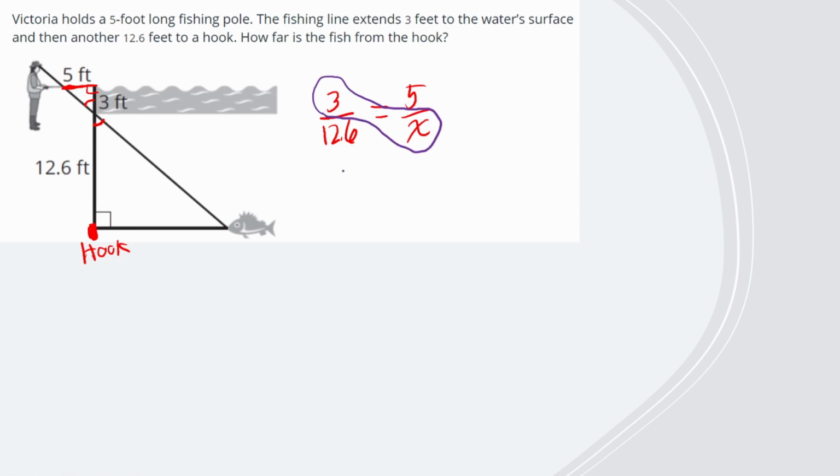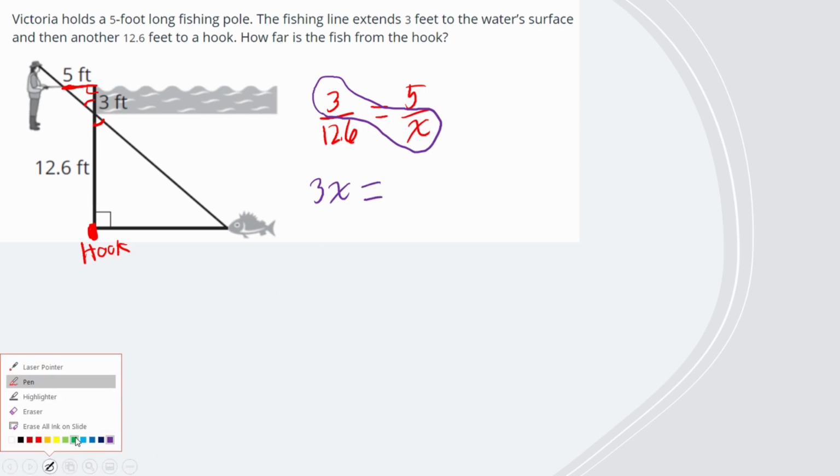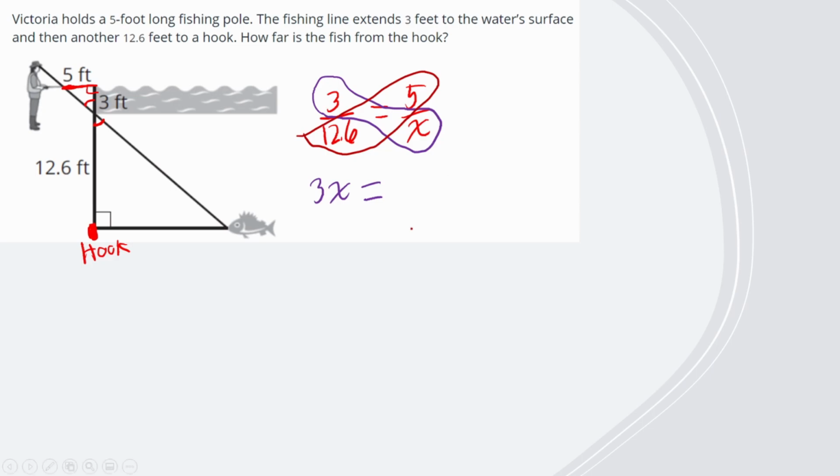Get 3x equals, and multiply 12.6 times 5. Once again, don't be afraid to use a calculator if you need to. The Desmos scientific calculator is my favorite. I know y'all like to use the calculator on your phone. They also have a Desmos scientific calculator app. Trust me, it works better, easier to understand everything that's going on there. So I suggest getting it if you have the space on your phone.